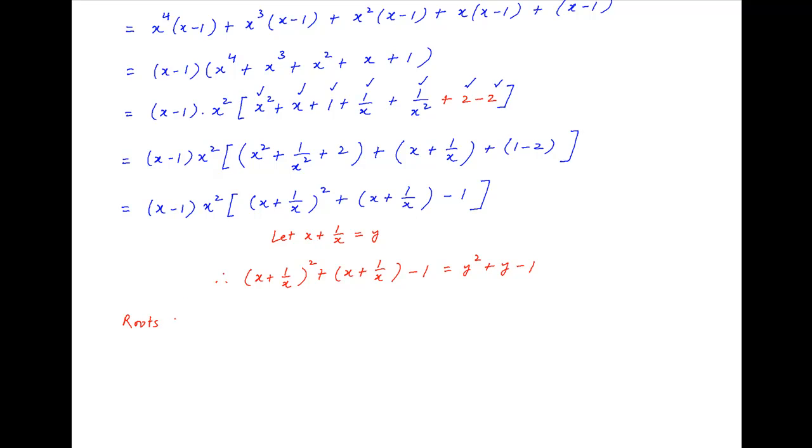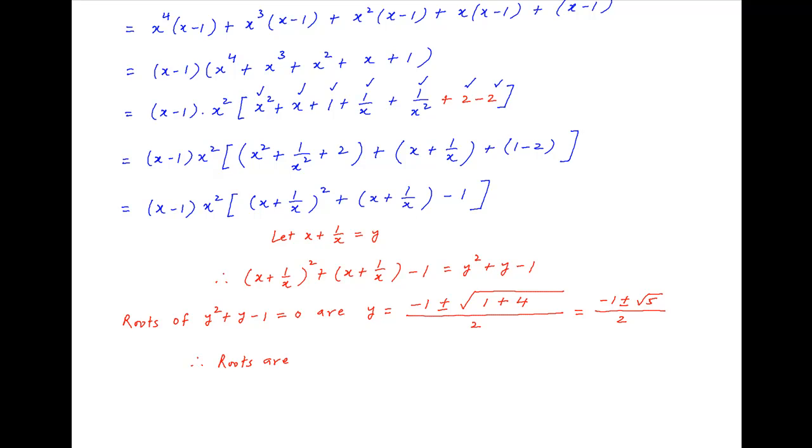Now let's evaluate the roots of the quadratic equation y square plus y minus 1 is equal to 0. The roots are minus 1 plus minus square root of 1 plus 4 divided by 2. And this is equal to minus 1 plus minus square root of 5 divided by 2. Therefore, the roots of this quadratic equation are minus 1 plus root 5 upon 2 and minus 1 minus root 5 upon 2.